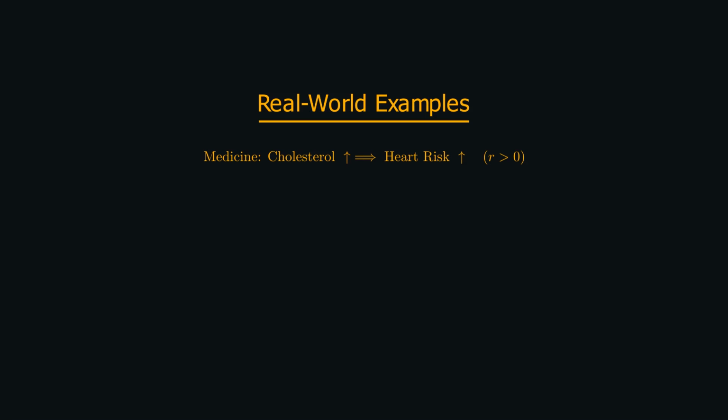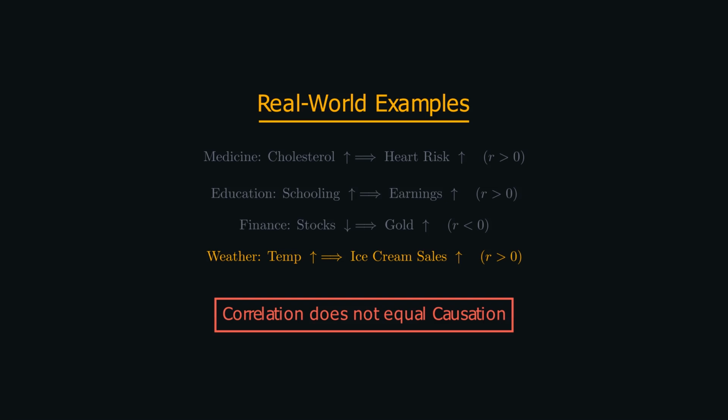Correlation appears everywhere in real life. In medicine, higher cholesterol is positively correlated with higher risk of heart disease. In education, more years of schooling is positively correlated with higher lifetime earnings. In finance, when stock markets fall, gold prices often rise, so they can be negatively correlated. In weather science, temperature and ice cream sales are positively correlated, but that does not mean ice cream causes hot weather. This last point is crucial.